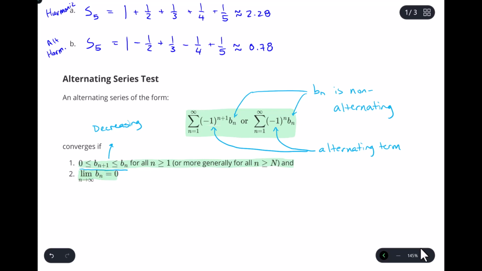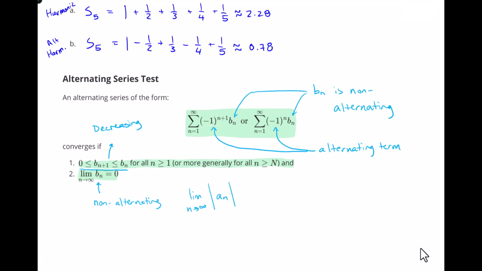All right, so b sub n is non-alternating, okay? So sometimes you'll see this stated as the limit as n goes to infinity of the absolute value of a sub n. And that's fine too, as long as you just remember to remove the alternating term, then that's fine, okay?